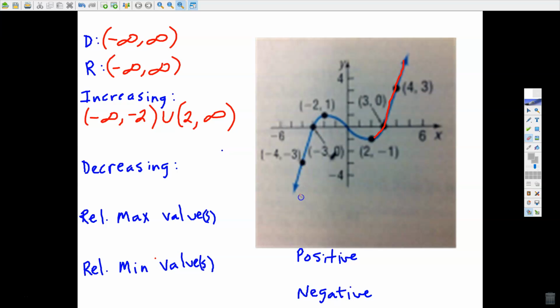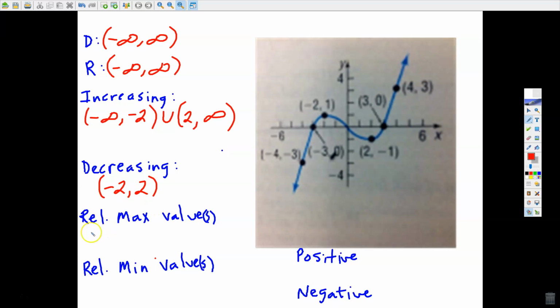So I'll just erase that. And now let's talk about where it's decreasing. All right, decreasing would be walking downhill. And the only interval where this function is decreasing is here. And again, when you're using interval notation, you're just using the x coordinates. So it's decreasing from -2 to +2. And that takes care of that.